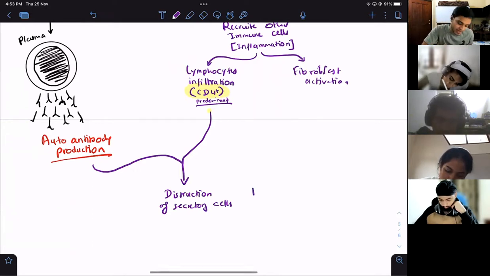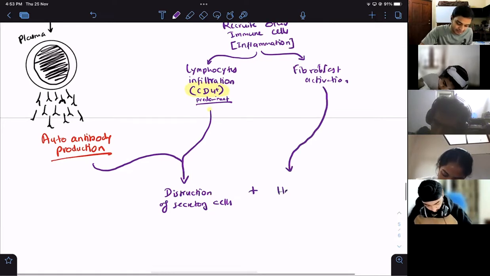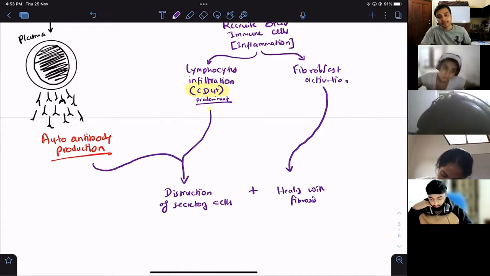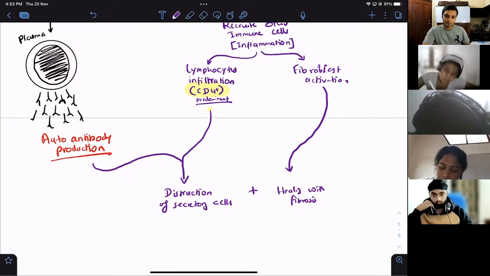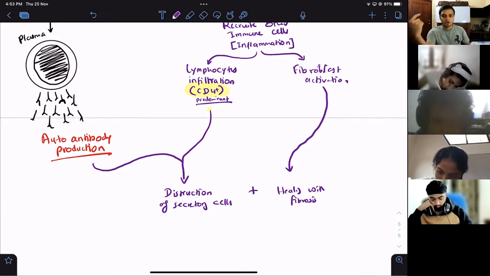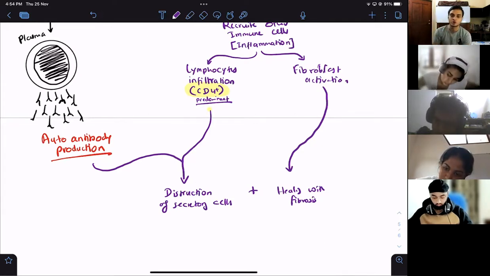Then what is the next one we have, guys? Fibroblast activation. What is this going to do? Healing with fibrosis. Now, destruction of secretory cells and healing with fibrosis. What do you all think? Sjogren's syndrome, can we completely cure this in a patient? Can we completely cure it? No. There is no curative drug for Sjogren syndrome.